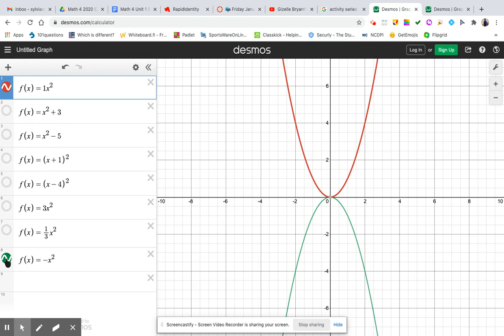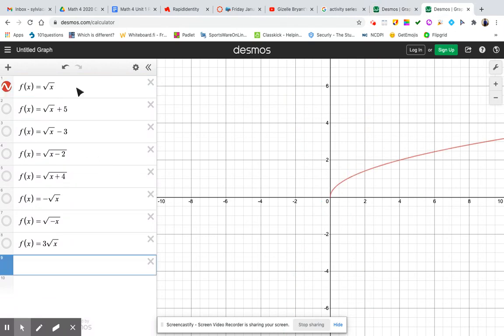Now, these transformations happen for every single function. So even though this is a quadratic, I'm going to go through my square root function here, and the same rules are going to apply. So this is the square root of x. Notice what happens when I put a plus 5 on the outside. It moved it up 5.